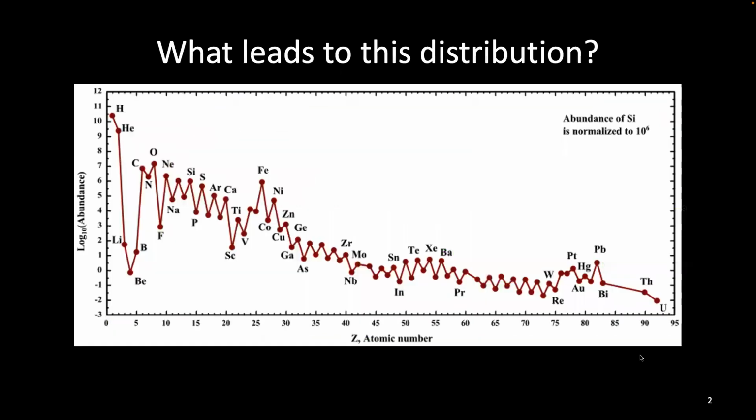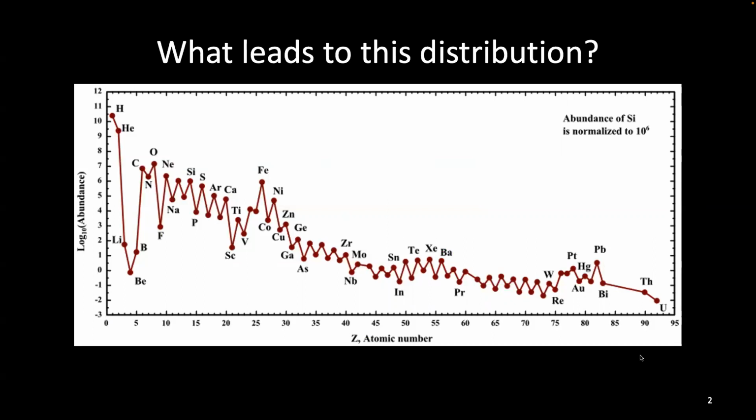Stop it. Okay. So in fact, here's what the distribution of abundance in the whole universe looks like. This is how many of every atom. Okay. So here's uranium down here. And over here is hydrogen.